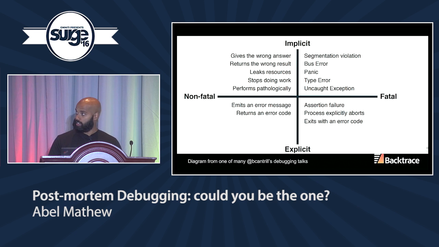Going back to this talk again, like I said before, the bottom left quadrant is where logging really shines, but I've seen logging used for things like fatal explicit errors as well. Tracing, obviously, is used in a lot of different cases as well.